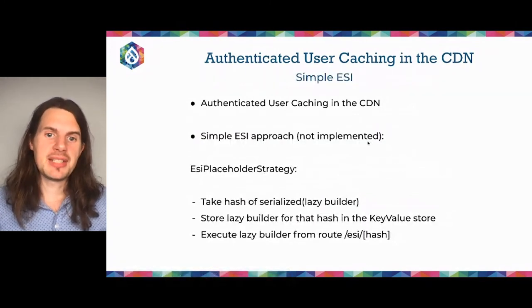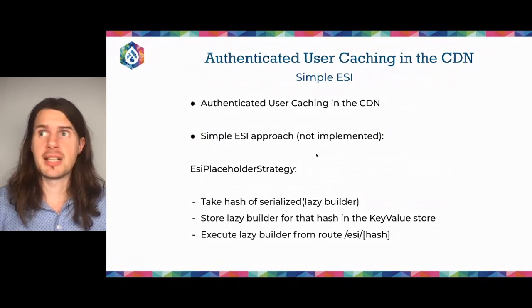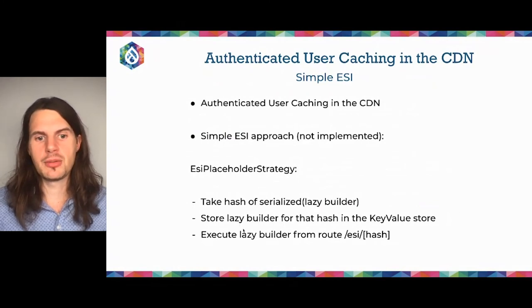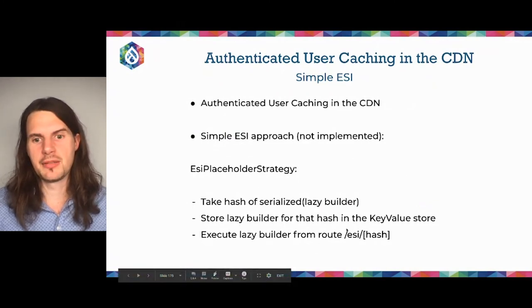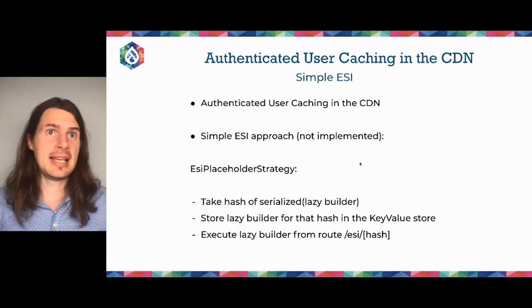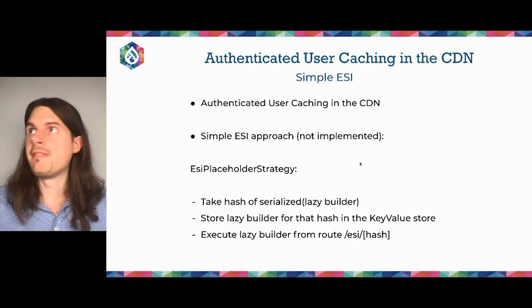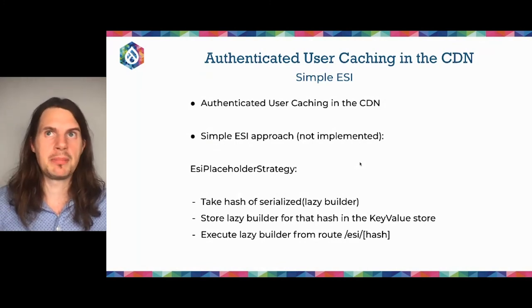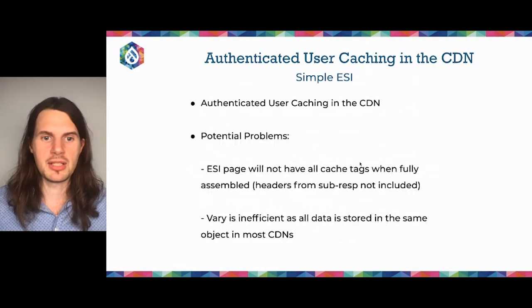So the simple ESI approach is not implemented. I have some very old code online, sandbox, where the cache is also an ESI module. You take a hash of the serialized lazy builder, you store the lazy builder in the key value store, and then you just execute the lazy builder from root ESI slash hash. I never had a practical use case for it, unfortunately, but this is the simplest way of doing it. And the placeholder strategy is also very easily added. Just look at BigPipe, you see how placeholder strategies are defined.